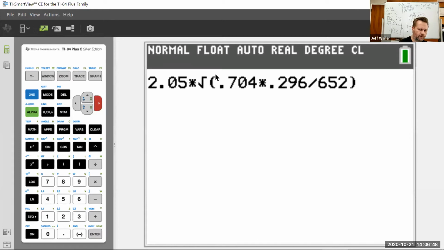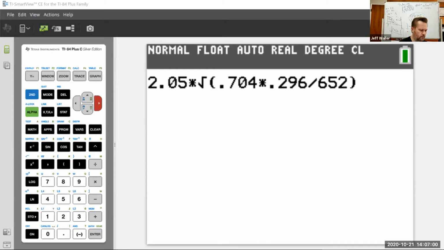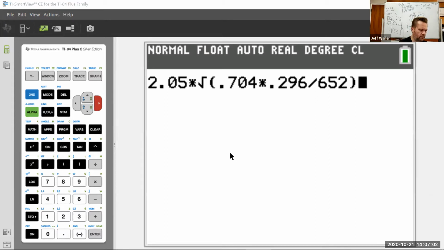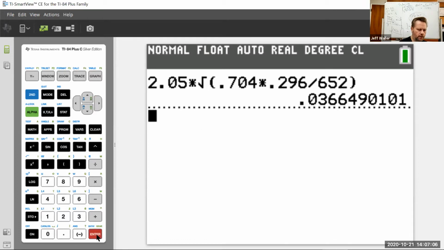If you have an older calculator where it doesn't have a bigger square root symbol, it just has a square root with a parenthesis. Do not close the parenthesis until you get all the stuff in there that needs to be in the square root. Are you guys with me? So if you hit enter, you get that. Now, if you round that to a whole percent, what do you get?